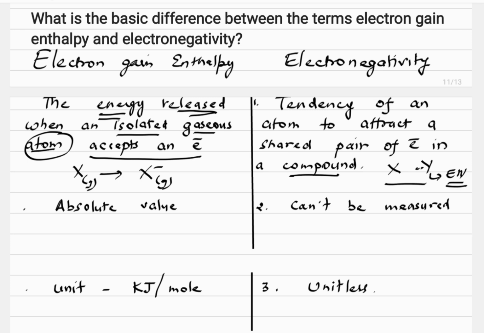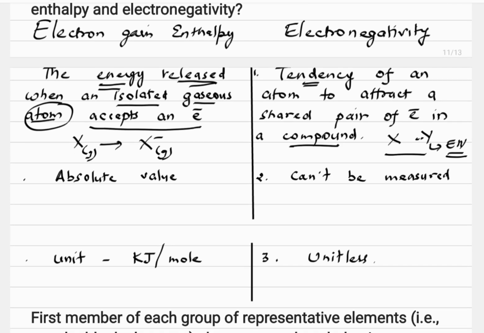But the main thing to notice is it's only a tendency. It doesn't have an absolute value. Electron gain enthalpy can be measured. It has an absolute value, which is followed by a unit, which is kilojoules per mole, whereas electronegativity cannot be measured. The electronegativity values that are given to different elements are given based on their tendencies.